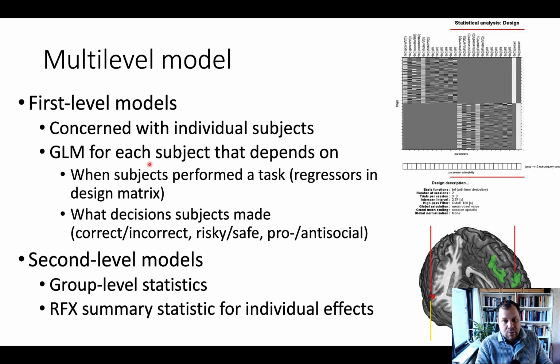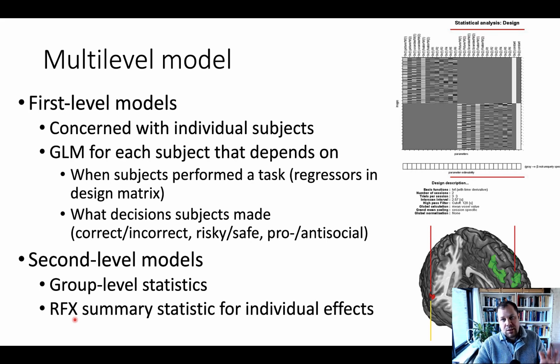Once this is done, we get a statistical map for each subject, which then gets translated into contrasts of interest. And these then get moved forward to a second level model. This allows us to perform group level statistics in the form of a random effects analysis that takes into account the individual differences, so the error term between subjects.